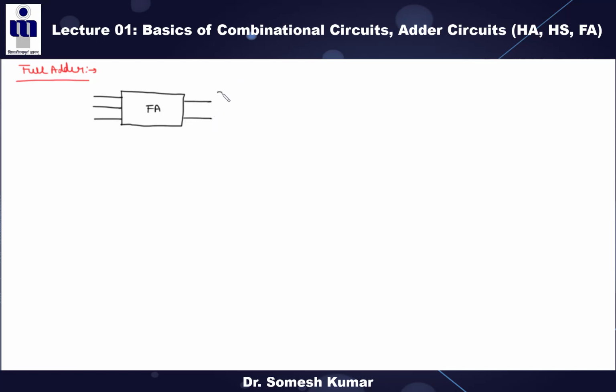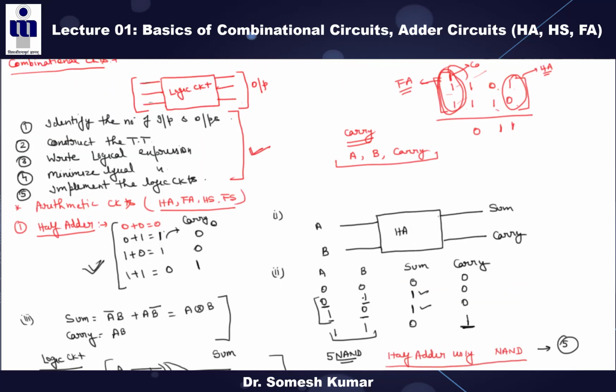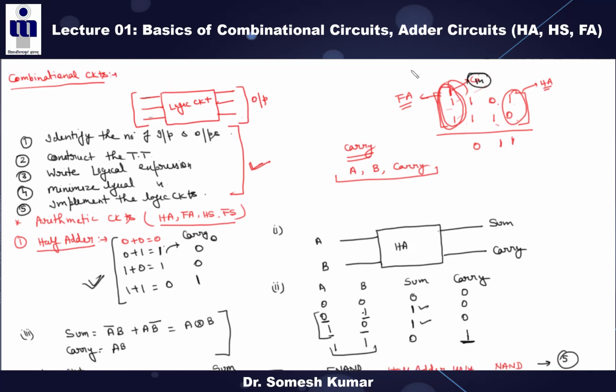And what are these two outputs? The sum and the carry. The inputs here I am denoting A, B, C, where C is your previous carry, or we can say the carry input. I already showed you one example of this. This is your C input, the input carry.